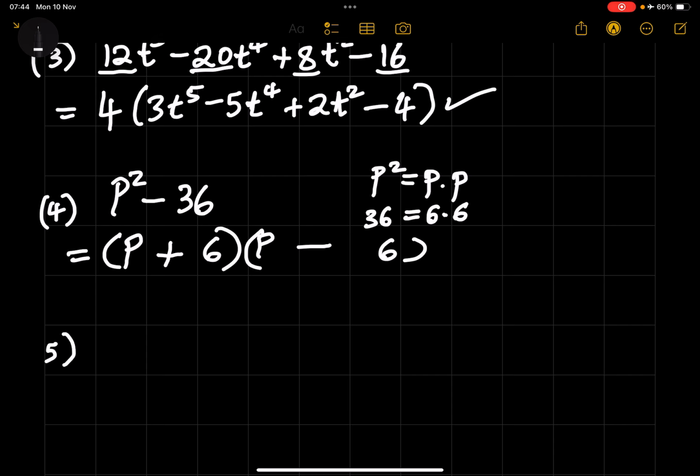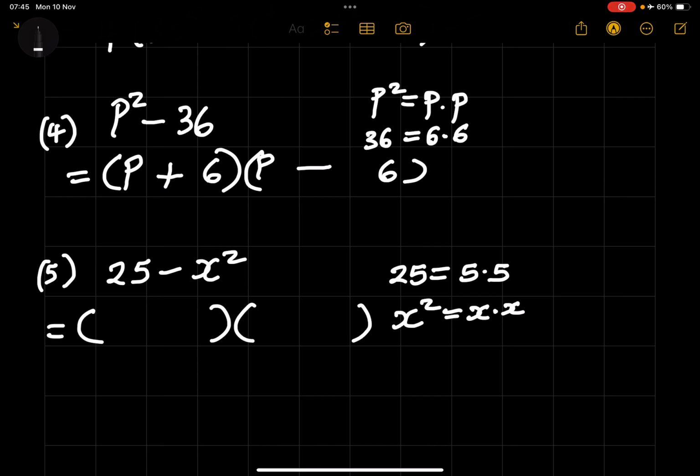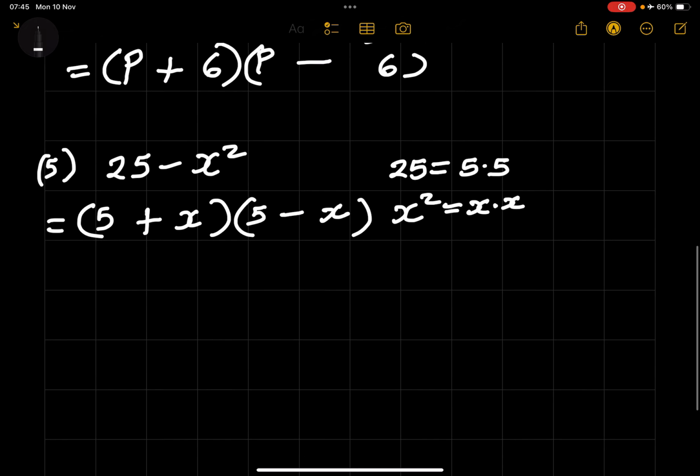Okay, number 5. We have 25 minus x squared. So if you check here, ladies and gentlemen, we do not have a highest common factor, but we have difference of 2 squares. 25 will break into 5 times 5. X squared will break into x times x. Then we open our 2 brackets. The first term is 25, which means we're going to have 5 and 5. The second term is x squared, which means we're going to have x and x. Then you switch the sign, plus and minus.